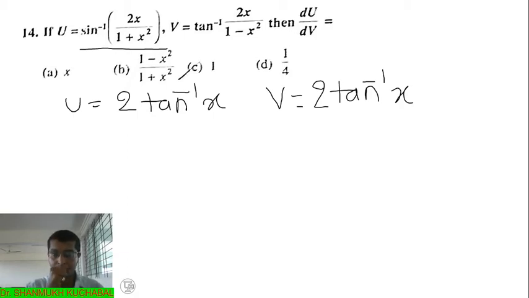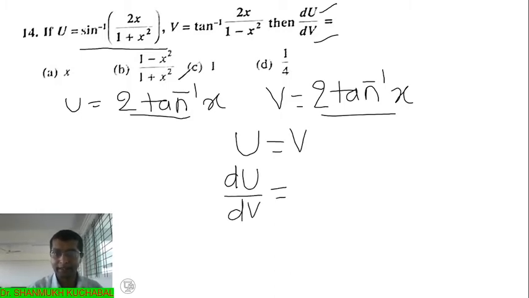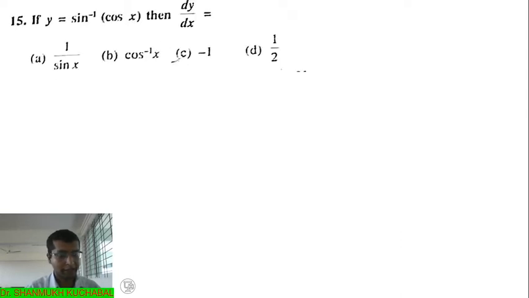Now we observe that the RHS of both the equations are the same, therefore we can write u equal to v. So if we differentiate, u is a dependent variable and we have to take v as an independent variable. So differentiation of u is du divided by dv, and v is an independent variable, so du divided by dv is 1. Therefore option C is the right answer. Okay, we'll move to the next example.